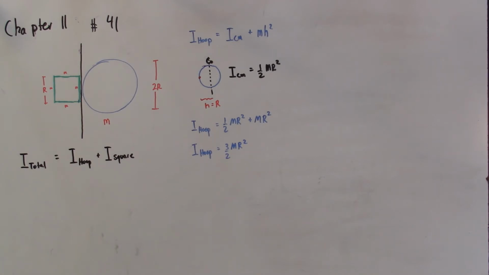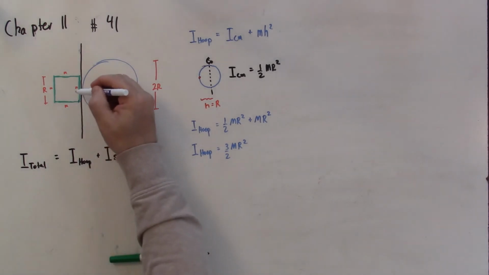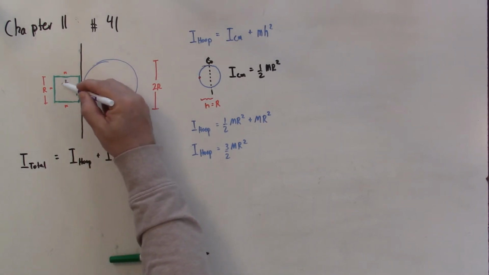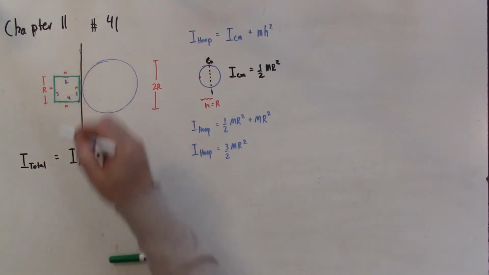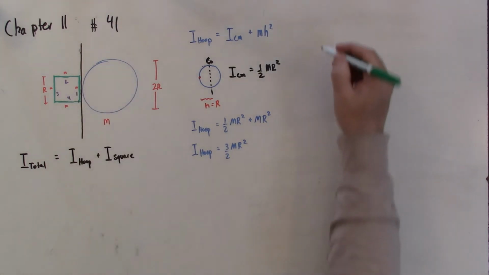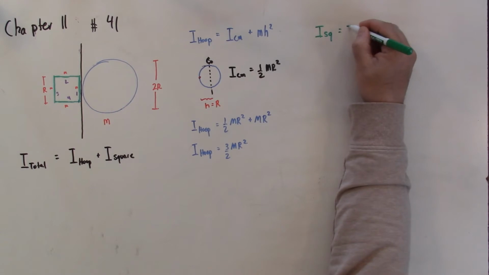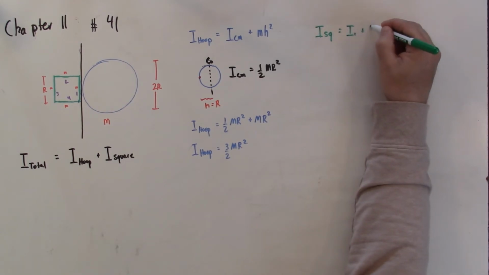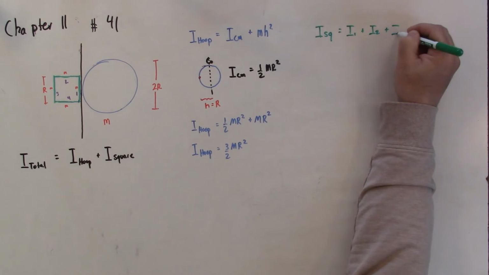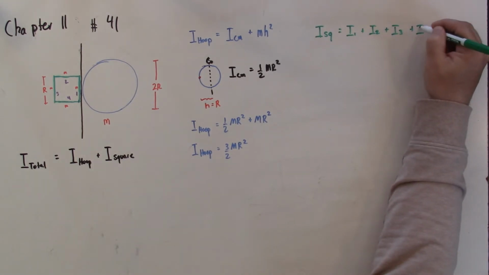So what about our square over here? Well, the square is actually a little bit more difficult because it has 4 parts, and I'm going to label them. I'm going to do it a different color here. This part closest, we're going to put number 1, this is 2, this is 3, and this is 4. And so to get the total moment of inertia for the square, I'm going to take the moment of inertia of part 1 plus the moment of inertia of part 2 plus the moment of inertia of part 3 plus the moment of inertia of part 4.